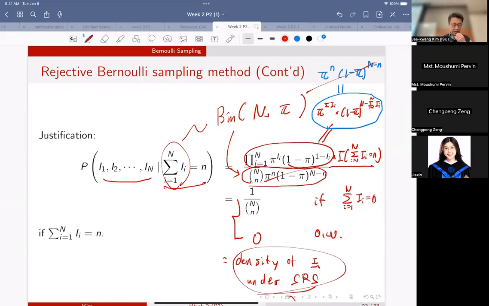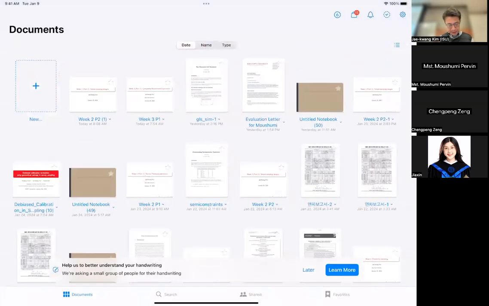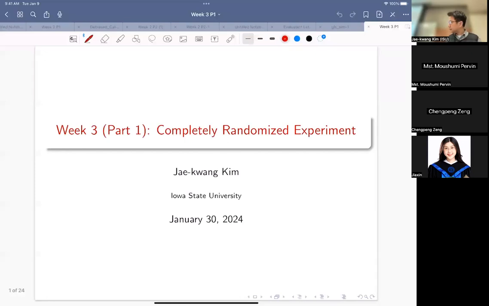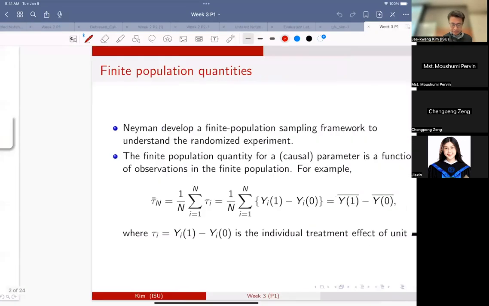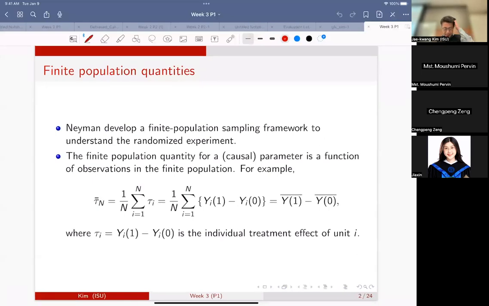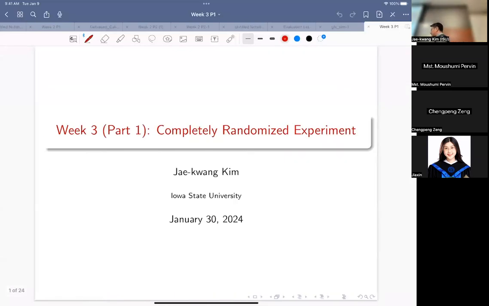Now I'm going to move on to today's lecture. Week 3, part 1. I'm now going to move on to the completely randomized experiment. So now we are talking about experiments rather than sampling. So today's class.